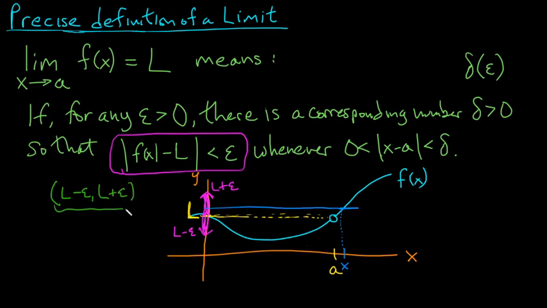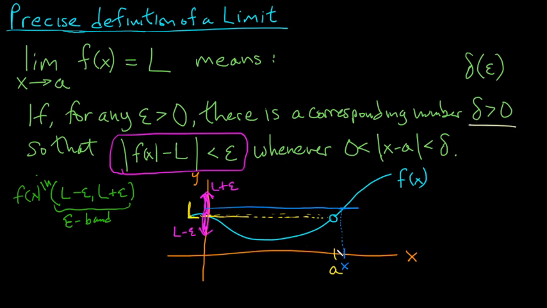So I've been calling this the epsilon band, right? But it's just an interval of y's. We want f of x to be inside that interval. In order to make that happen, we know that x can't be too far away from a. If x is too far away, then f of x will be too far away from L. So what we need to find is a delta.